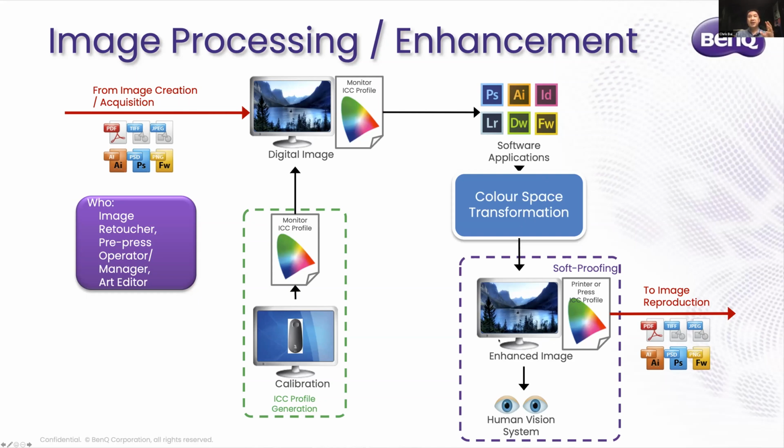And what is soft proofing? Soft proofing is the idea of simulating the image reproduction effect. For example, if you want to print this image later on but you're not sure how it's going to look, you can use this soft proofing feature to simulate that printer effect on your monitor before you print. I think this is very important because in this way you can save a lot of time and energy, and also save a lot of paper and ink.